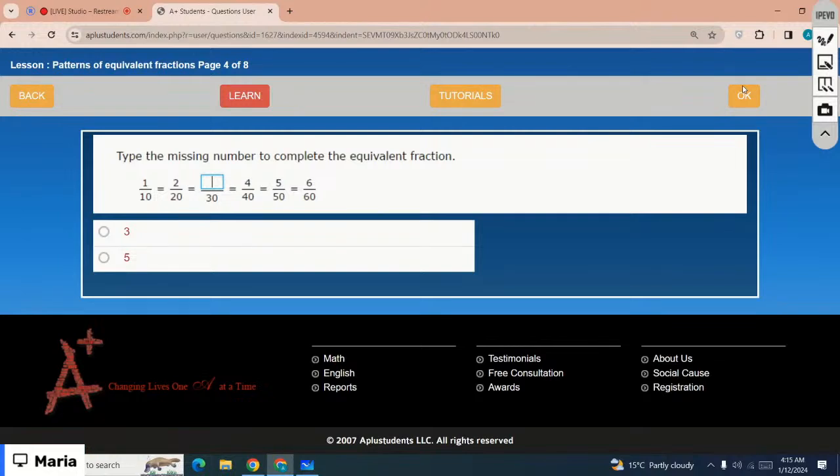Okay, the next one is type the missing number to complete the equivalent fraction. So which number is missing? Yes, that is right. You need to multiply the fraction by 3. So 3 times 1 is 3. The correct option is 3.